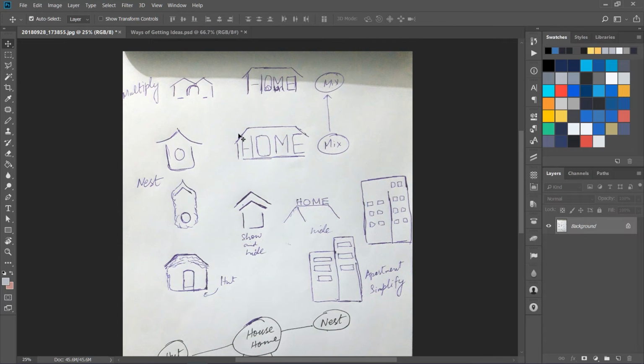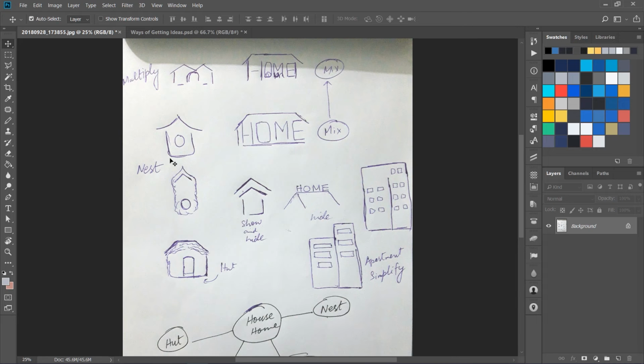Here you can see I combined two things. One is text and one is the shape. So this is what I said, that try to combine two things. So this is a combination of one. On the left side, you can see I have written multiply. So I have used two houses and made them look together, connected together with one door, something like that. So this is multiplying.